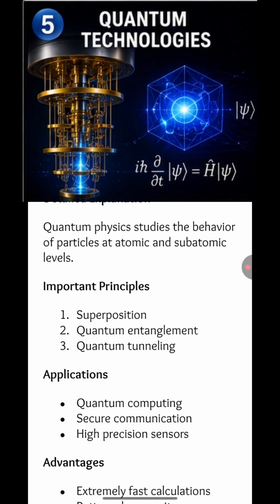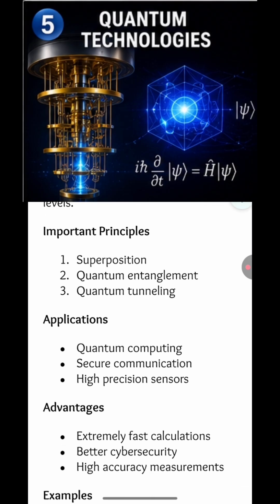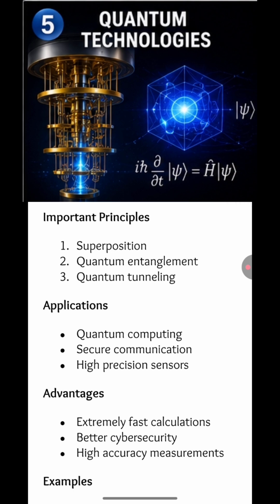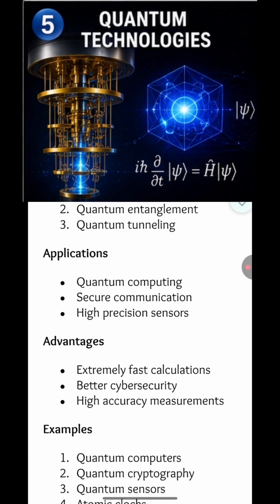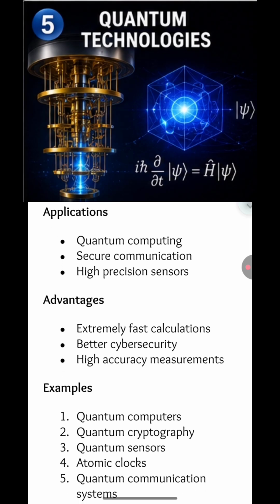So what are the advantages of using quantum technologies? Extremely fast calculations, better cyber security, and high accuracy measurements can be done. So you can see some examples of quantum technology. Quantum computers. So now the technology is going on in quantum computers, quantum cryptography, quantum sensors, atomic clocks, quantum communication systems.